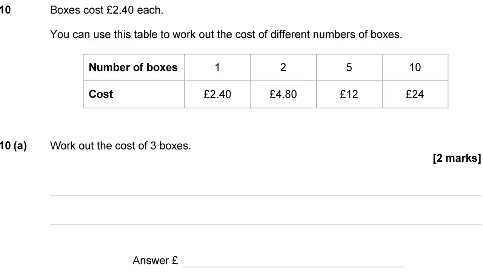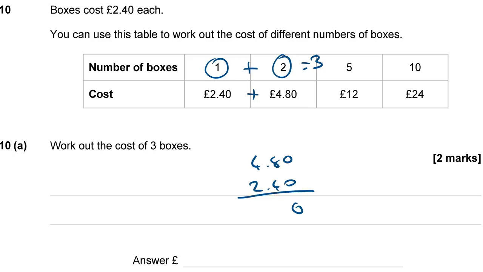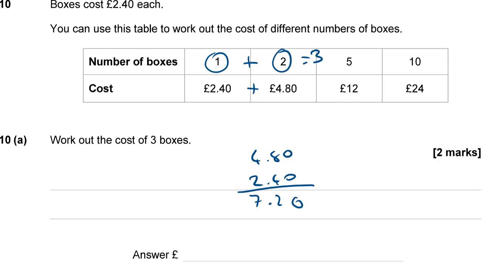Now, I could work out 3 times 2.4. I can do it as an addition. If I know this is 2 and this is 1, then if I add them together, I'm going to get 3, aren't I? So if I do the same thing with the costs, £4.80 plus £2.40, it's going to be slightly quicker than multiplying by 3. So zeros, 8 plus 4 is 12, carry 1, that's 5, 7. £7 and 20 pence.